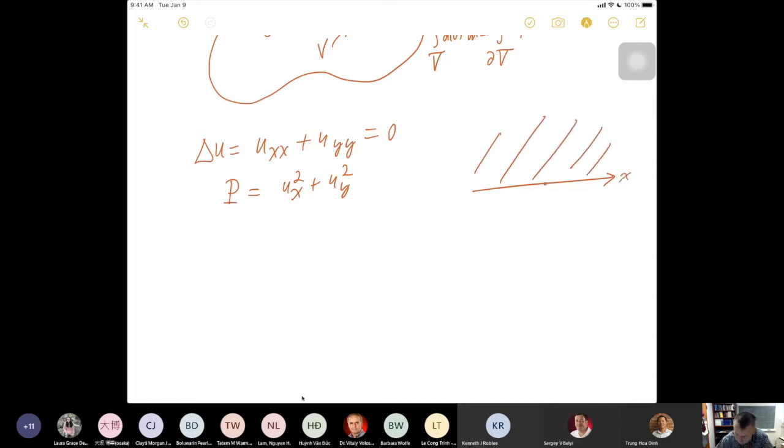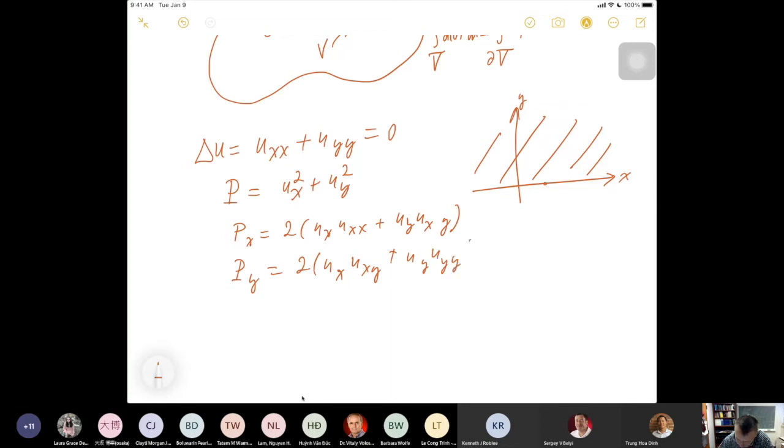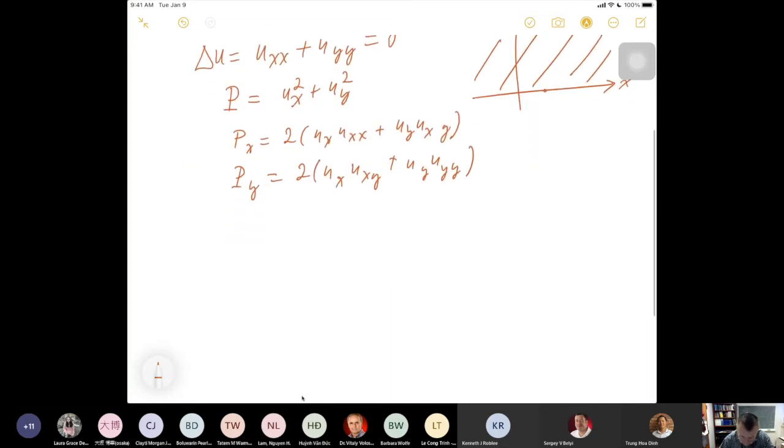The derivative in the x direction is just a tangential derivative. This is given from P. What is different is the normal derivative, which corresponds to the derivative of P with respect to y. So let me take these derivatives here. P_x is 2 u_x u_xx plus u_y u_xy. And the derivative with respect to y is 2 u_x u_xy plus u_y u_yy.